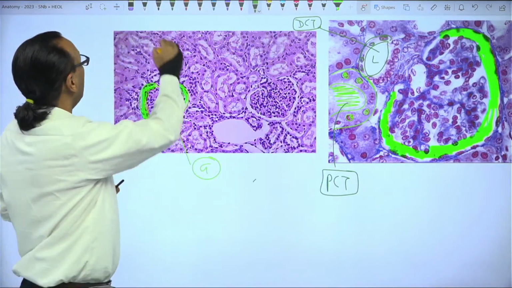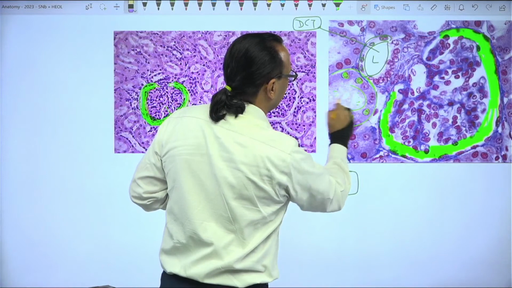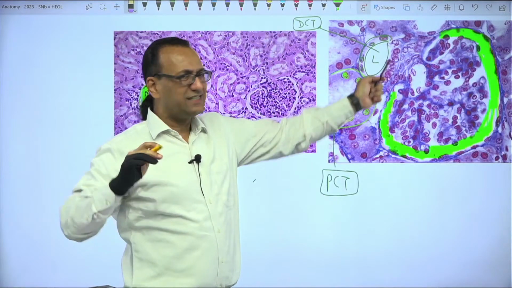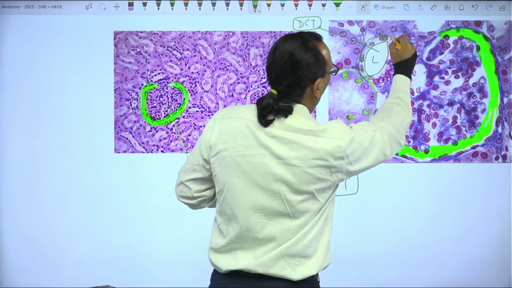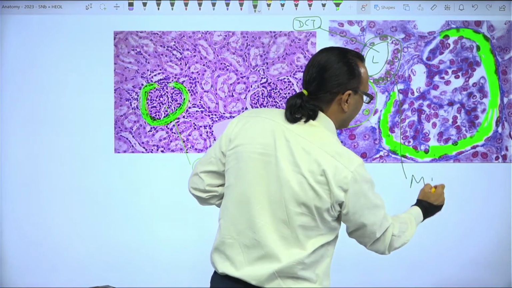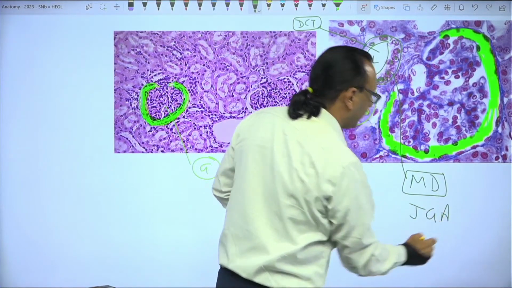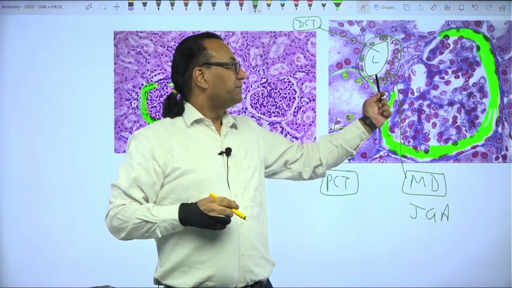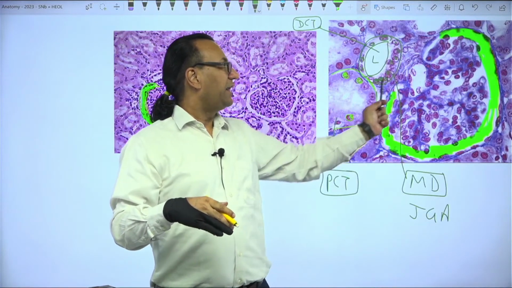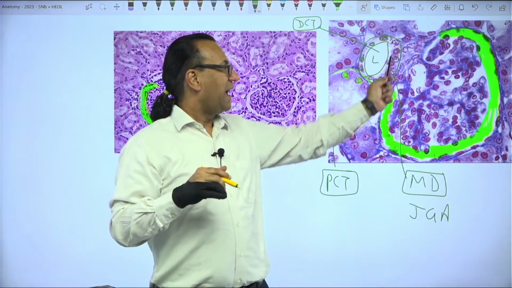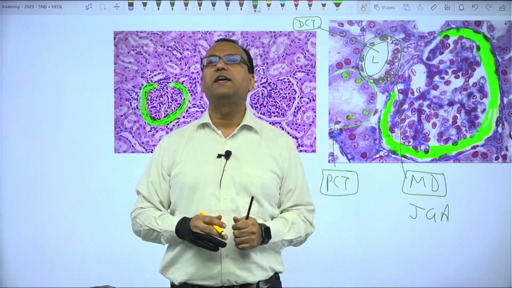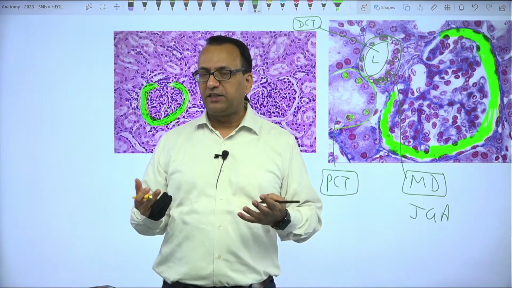If you want to see the lumen again, I can rub it off and you can see the difference that in the PCT the lumen is hazy because of those brush border as compared to DCT. Now you can see in DCT there is a modification towards the glomerulus. The cells have become quite crowded and they are called macula densa, and we are talking about juxtaglomerular apparatus. So the DCT towards the afferent arteriole coming into the glomerulus, you will find there is dense arrangement of the cuboidal cells, macula densa. And what is the use of this juxtaglomerular apparatus? It is basically to control the glomerular filtration rate, the GFR.